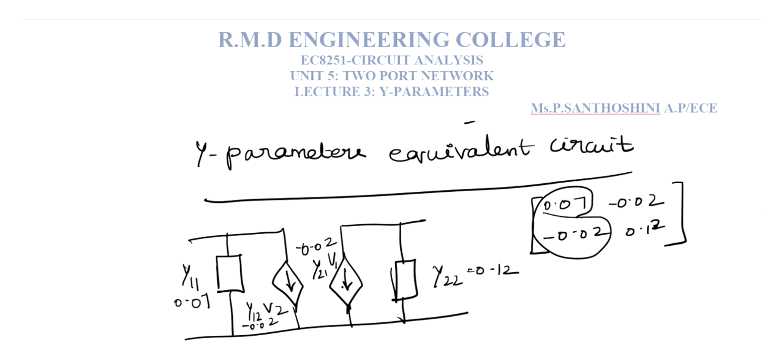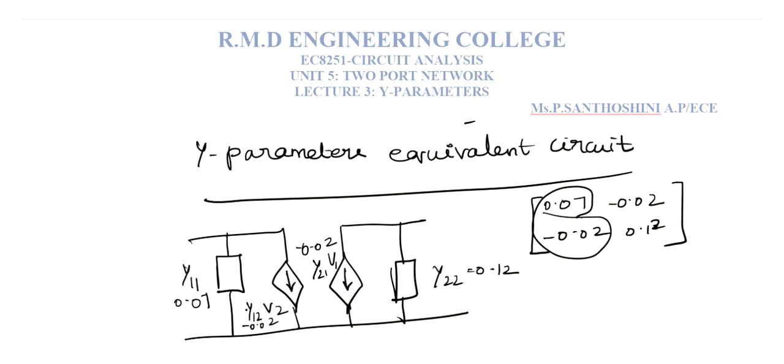Why is it a down arrow mark? In this sum there is a minus: it is minus 0.02, minus 0.02. If you have a minus value, definitely the current source symbol will be downwards. If it is plus, obviously it becomes an upward arrow mark.